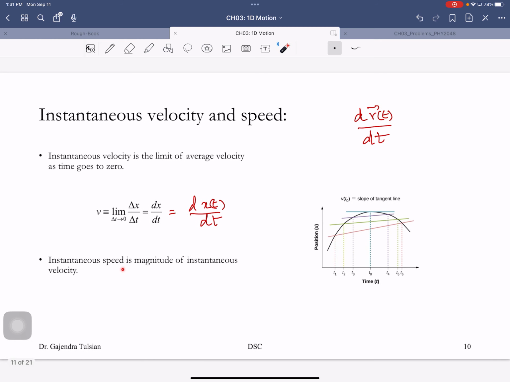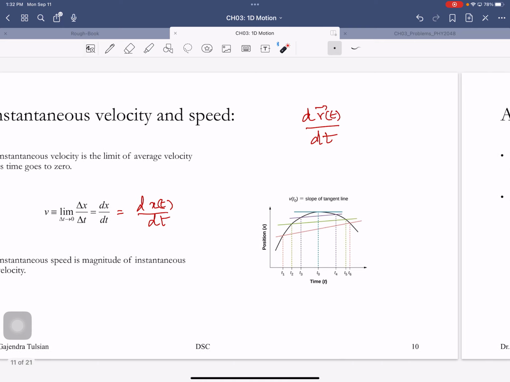Instantaneous speed is the magnitude of the instantaneous velocity. So what this means is the following. Let's say you're driving north on 95 at 80 miles an hour. What is your instantaneous speed? 80 miles an hour. What's your direction? North. So instantaneous speed is what your speedometer is reading at that instant.